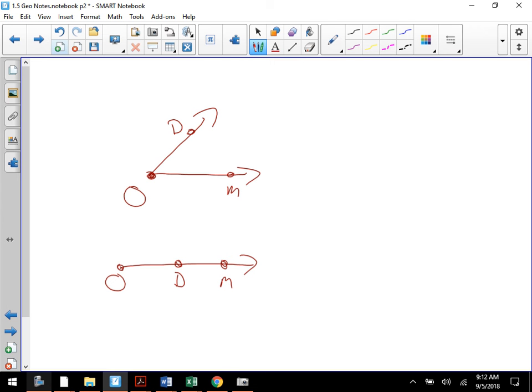So I was thinking, when I see non-opposite rays, I think A's. That's why I drew mine as an A. That's just how my brain thought. But yours is absolutely right. Yours is perfectly fine. That works.